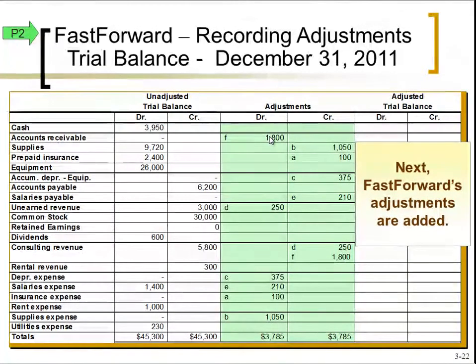Then we add in all of our adjusting entries. So wherever they went, we had a debit to accounts receivable. This is not a balance, by the way. This is just the entry for that particular adjusting entry. We had $100 for prepaid insurance. So you can see all of these. The total debits and credits for those entries must balance out as well.